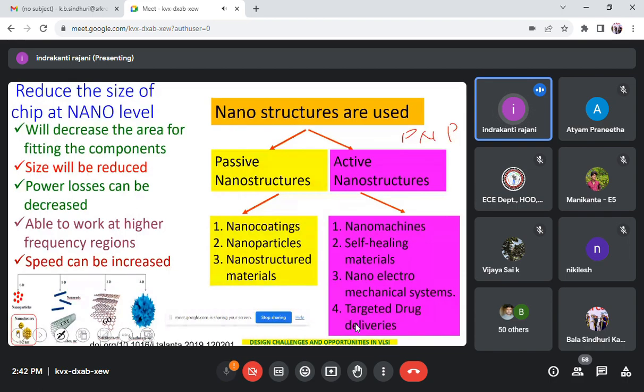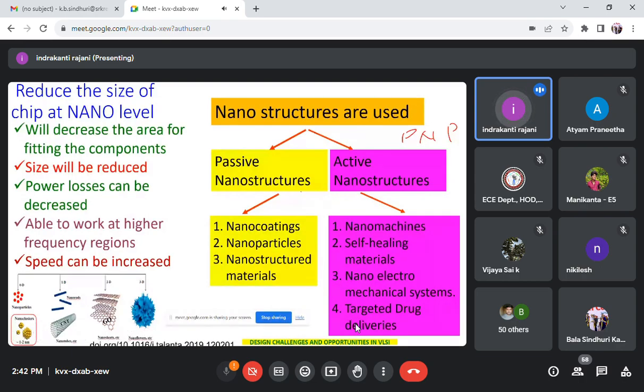Since the size is decreased to the nano level and the material is also at the nano level, the power losses can be decreased, and you can control the power and the electric losses. You are able to work at higher frequency regions also, and speed can be increased.